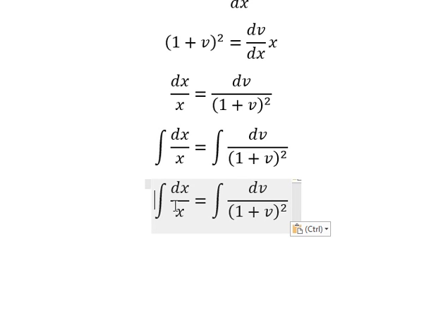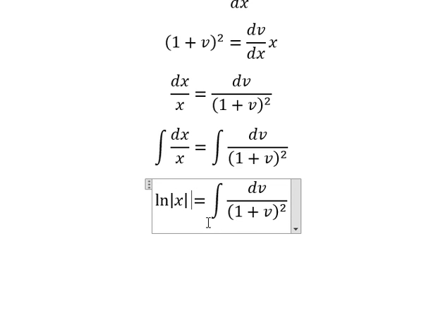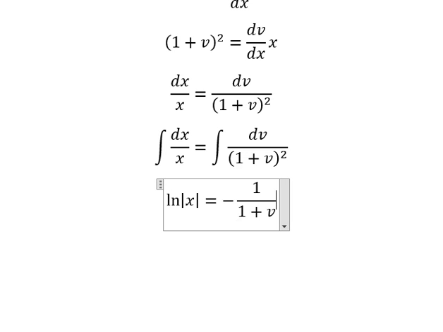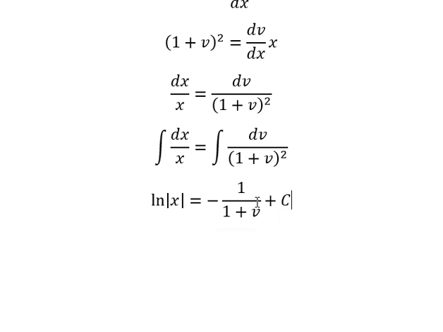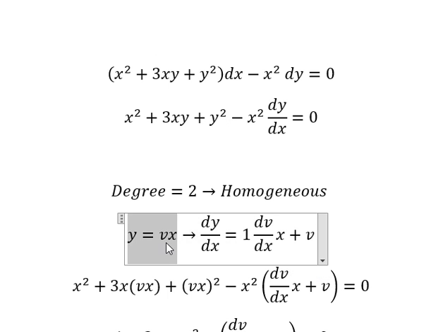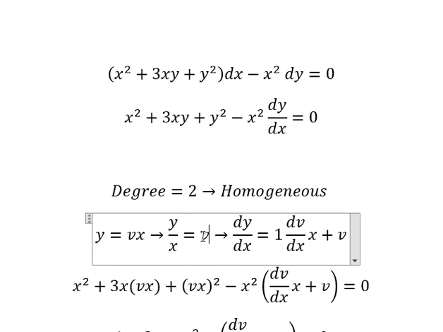Next, the integration of this one, we have ln of the absolute value of x. The integration of this one, we have negative 1 over 1 plus v. And I will put c. About v, that is about this one. So we need to divide both sides by x. And now we need to change v into this one.